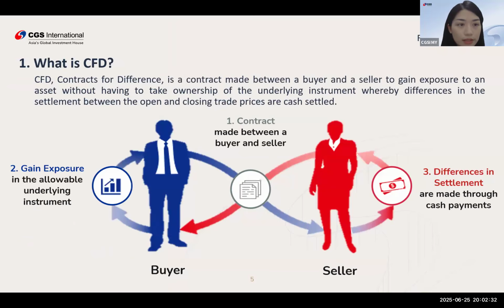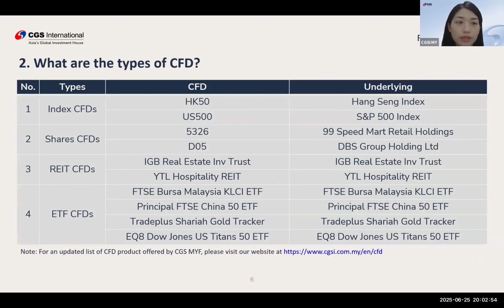Okay, so what is CFD? CFD is contract for difference, a contract made between a buyer and seller to gain exposure to an asset without having to take ownership of the underlying instrument, whereby the difference between the opening and closing prices is cash settled. So if the previous slide is too technical for you, perhaps this could help.